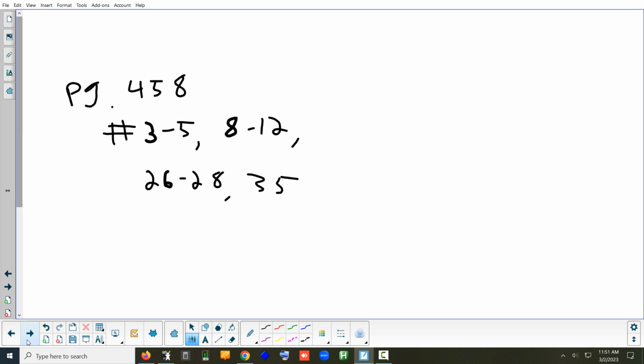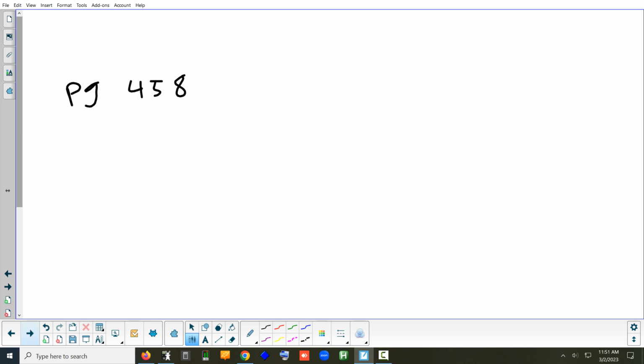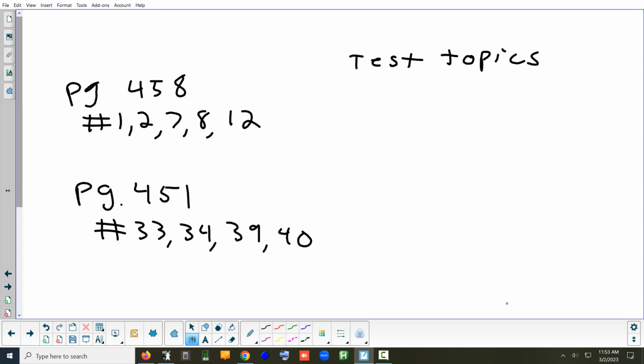Okay, so that's the homework for tonight. The first part is on multiplying and dividing. The second part is on De Moivre's theorem. And the topics that are on the test, I will do those right now.